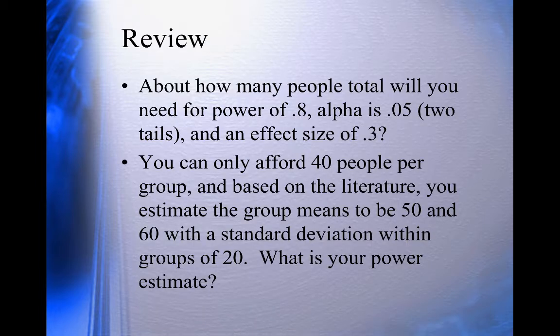All right, so I want you to figure out about how many people you will need for a power of 0.8 if alpha is 0.5, two tails, and you have an effect size of 0.3. You can only afford 40 people per group, and based on the literature, you estimate group means to be 50 and 60 with a standard deviation of 20. What's your power estimate? So this one you can just look up on the slides that I did already. This one you can plug into SAS with the information I gave you and figure out what the answer is. All right.